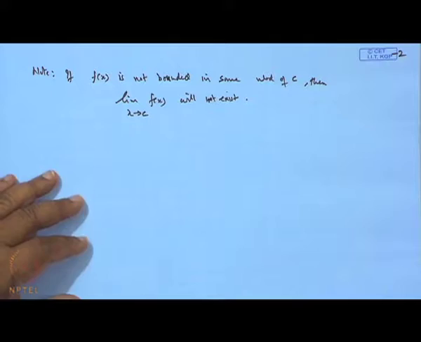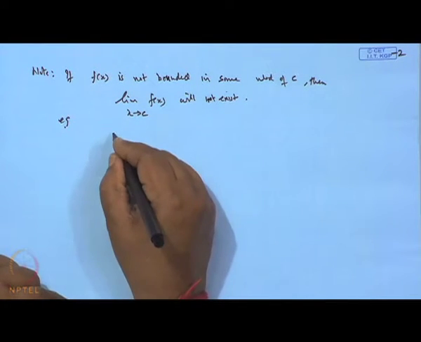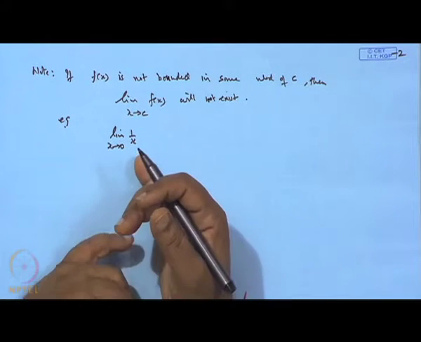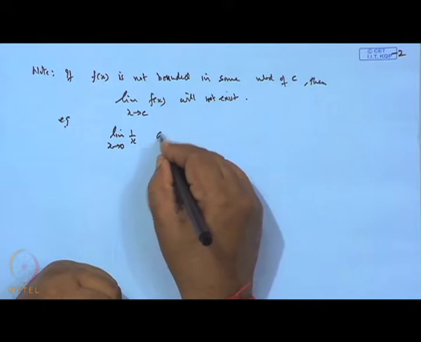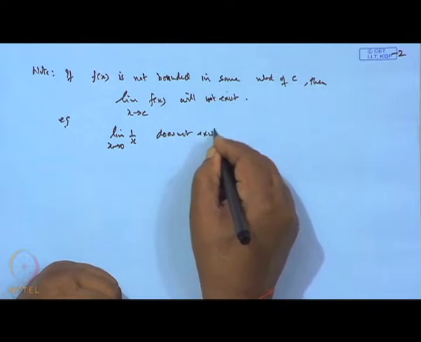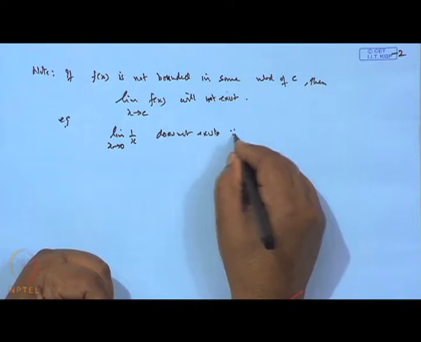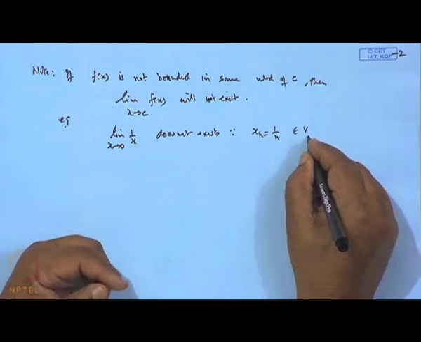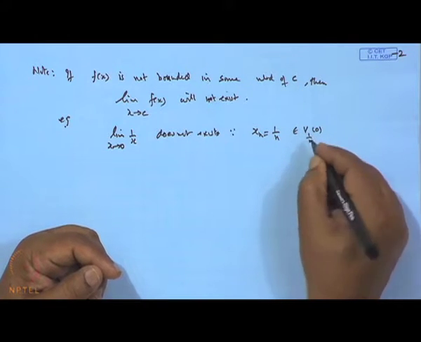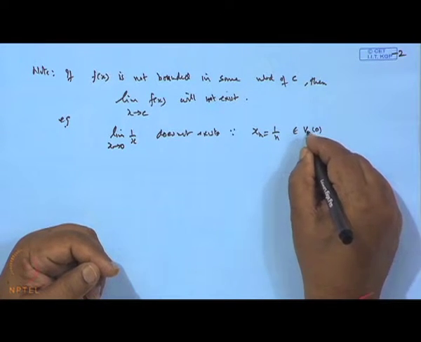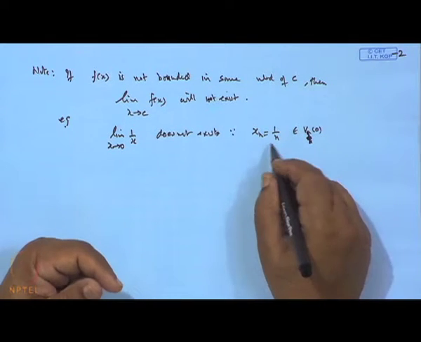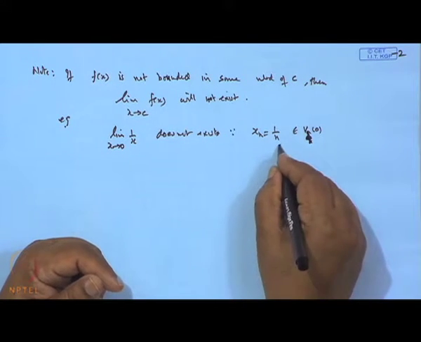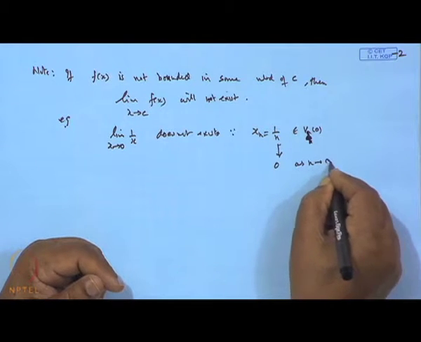That will be one of the reasons. For example, if we take the limit of 1 by x when x tends to 0, suppose I wanted to know whether the limit exists or not. This limit does not exist. Why? Because we have already seen, if we take a sequence x_n, say 1 by n, which belongs to the delta neighborhood of 0, then all the terms of the sequence x_n belong to it after a certain stage, and this sequence tends to 0 as n tends to infinity.